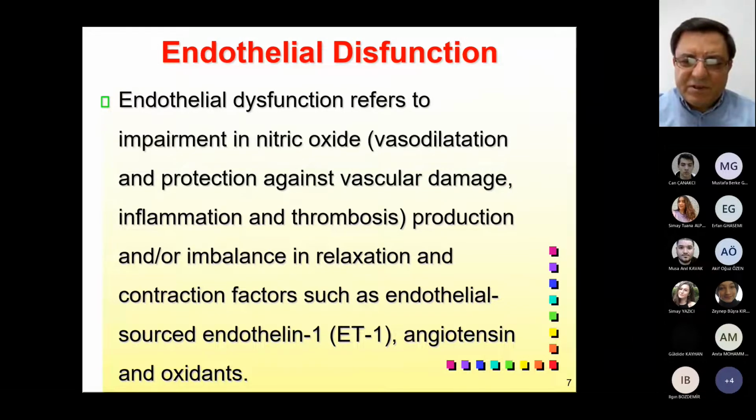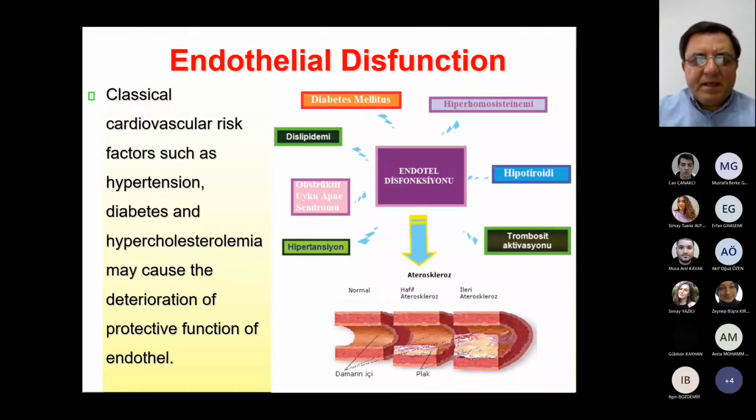This nitric oxide production is impaired in endothelial dysfunction, and because of that there is an imbalance in the relaxation and contraction cycle of the endothelium. Factors like endothelin 1, angiotensin and oxidants also lose their balance in the endothelial arterial wall. As we know, classical cardiovascular risk factors like hypertension, diabetes and increased levels of cholesterol, hypercholesterolemia, also disrupt this protective function of the endothelium.